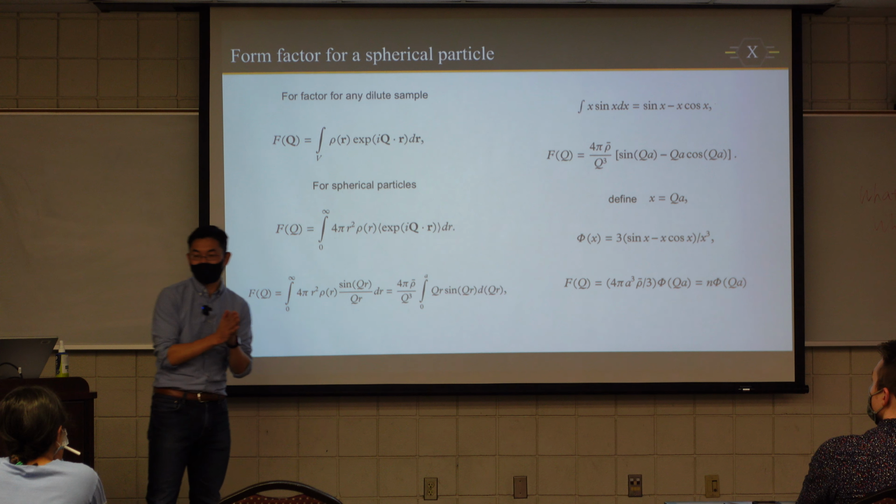Okay, so 4 pi rho with a dashed line on the top means average density. Average electron density is just how much electron density within the particular volume. Okay, and we just replace x with qa. So this gives you the generalized form factor for a given sphere.